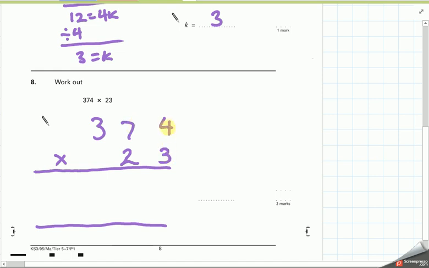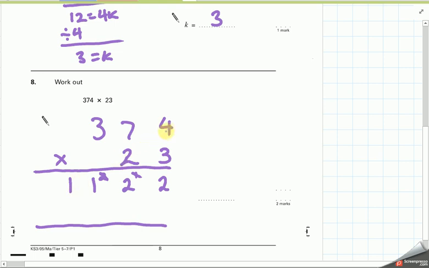So we get 3 times 4, 12, carry 1 into the next column. 3 times 7 is 21. I can leave that 1 there, or I can add it into the 21. I'm going to add it in, so it's 22. Lose that one, carry 2 to the next column. 3 times 3 is 9, plus the 2 is 11, so I carry 1 into the next column. Not many people put that carry in there.